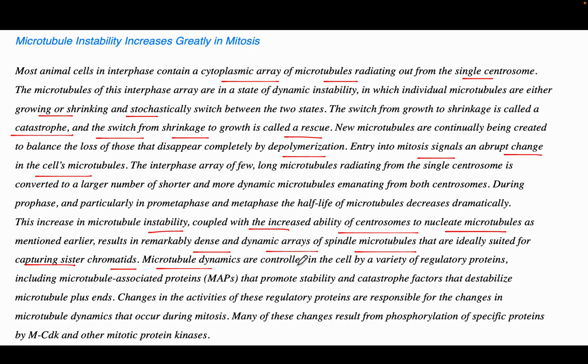Microtubule dynamics are controlled in the cell by a variety of regulatory proteins, including microtubule associated proteins that promote stability and catastrophe factors that destabilize microtubule plus ends. Changes in the activity of these regulatory proteins are responsible for the changes in microtubule dynamics that occur in mitosis, and many of these changes result from the phosphorylation of specific proteins by M-CDK and other mitotic protein kinases.